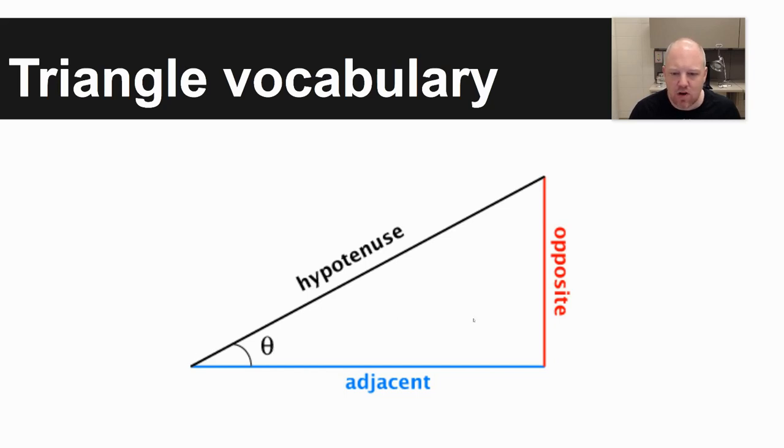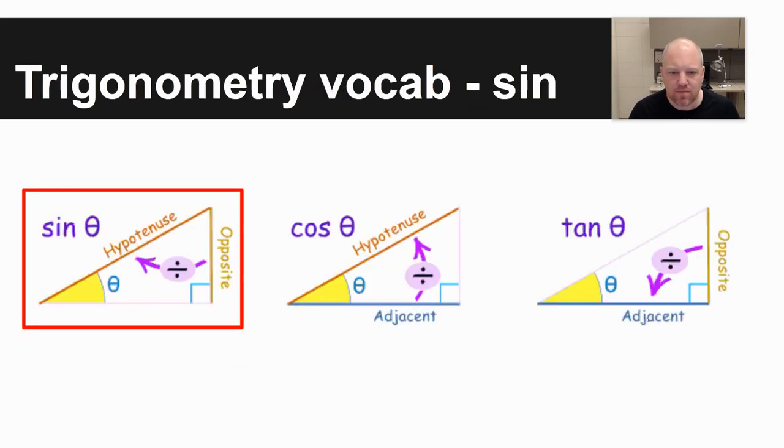The hypotenuse is always going to be opposite the right angle. It's the longest side of a triangle. Opposite is just the side that is not touching this angle. And then adjacent means next to. It is the side other than the hypotenuse that is touching the angle that you're referring to.